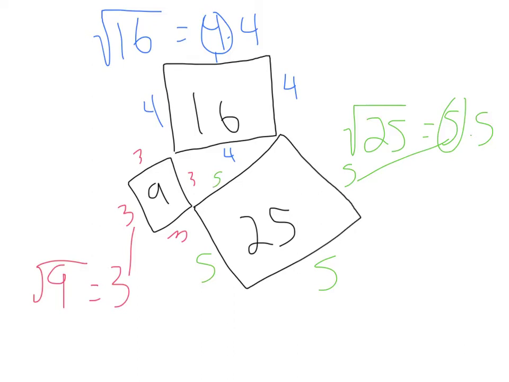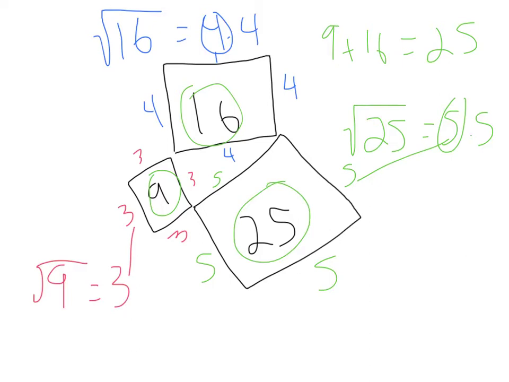Now let's think about this. What I said before was that the area of the little square and the area of the medium square, when you add them up, is the same as the area of the big square. Well, let's try that. 9 plus 16 equals 25. Is that a true statement? It is, meaning that this area plus this area, add them up, find the sum of them, and you'll get the area of this square.